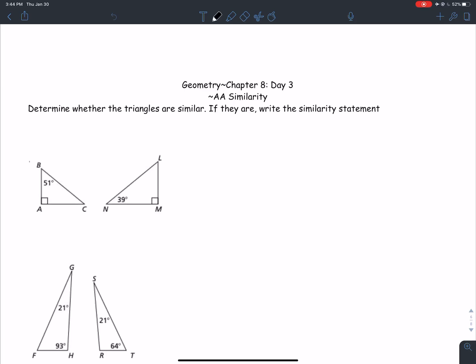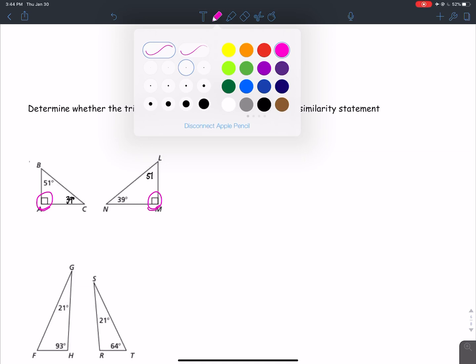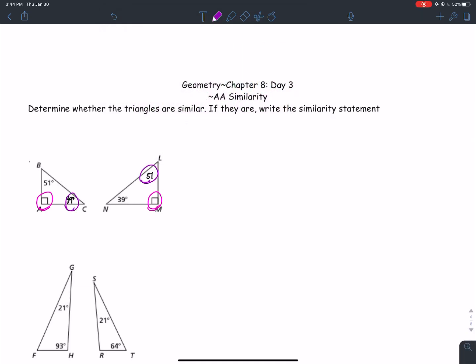So what we're going to do is subtract 90 and 39 from 180. And when we do that, we get 51. And if we do 180 minus 51 and 39, we see that we have an angle congruent here and an angle congruent here. So these two triangles are similar by angle. So we can say triangle ABC is similar to triangle MLN. And you remember, when we name, we have to go in order. So I did ABC and then MLN.